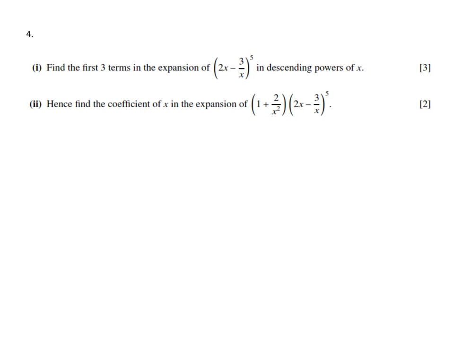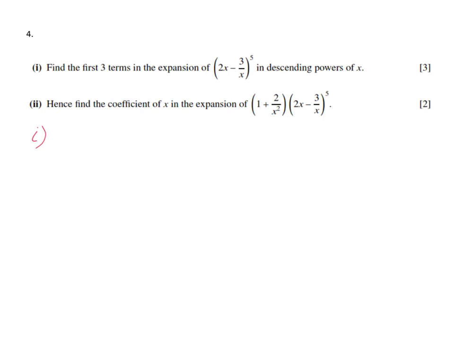What does it say? Find the first three terms in the expansion of (2x minus 3 over x) to the power 5 in descending powers of x. If you would expand the entire binomial, you'll have 6 terms. We only have to find the first 3. So the powers of x should become less. Okay, so let's write it down.